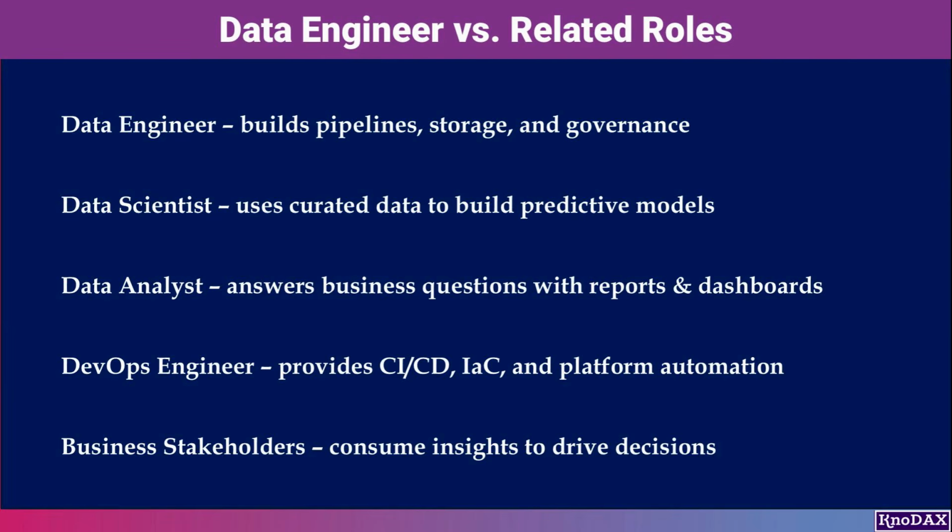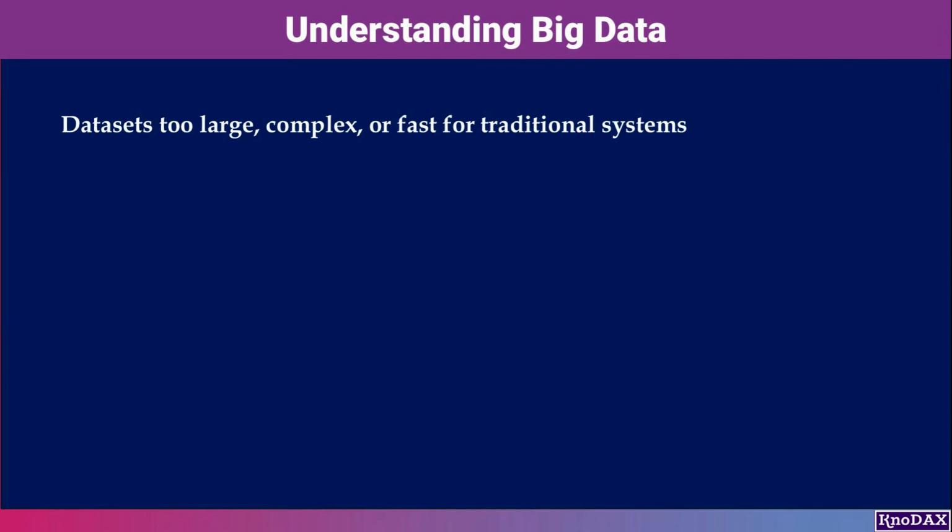With this ecosystem in mind, we can now transition into the next major topic, the foundation of all this work: understanding big data. Now that we've seen how different data roles work together, let's shift our focus to the data itself, and specifically, why modern organizations need more advanced systems to manage it. Big data refers to data sets that are simply too large, too complex, or too fast-moving for traditional systems to handle effectively. These workloads break the assumptions that older architectures were built on.